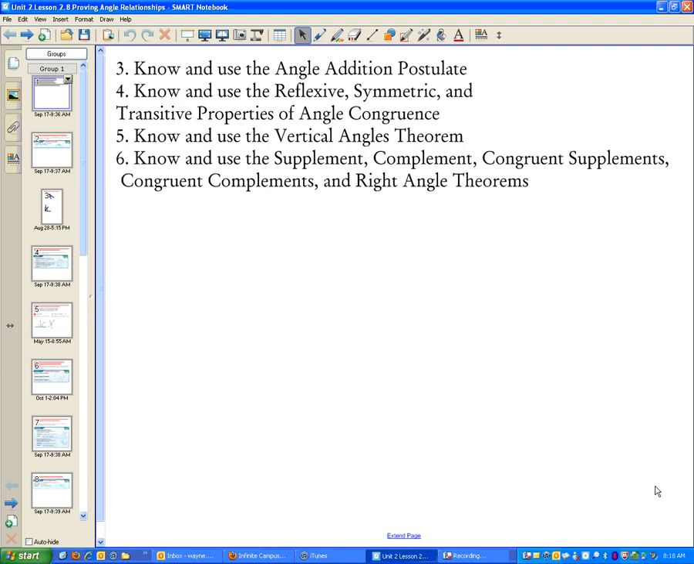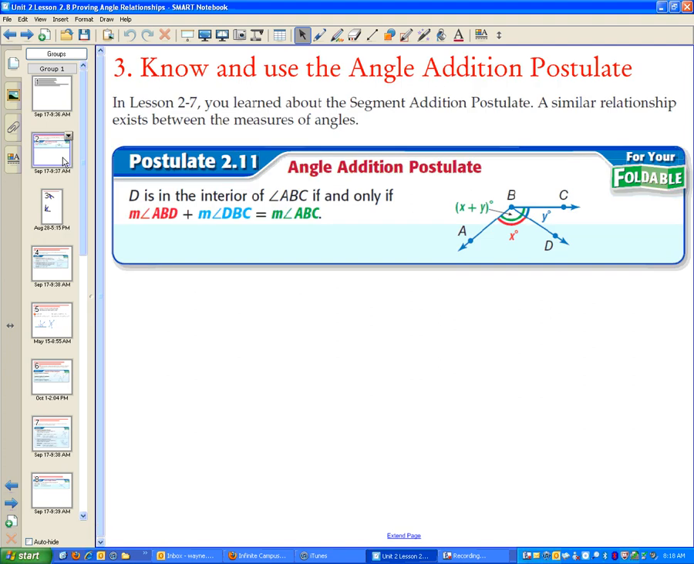So here we go. On page 149, the angle addition postulate is for angles what the segment addition postulate is for segments. It says if you have a point in the interior of an angle, like D is for angle ABC, and then you make that ray through D, you've divided the angle ABC into two angles, not two congruent angles, but into two angles. If you add the measures of those two new angles, they must equal the measure of angle ABC.